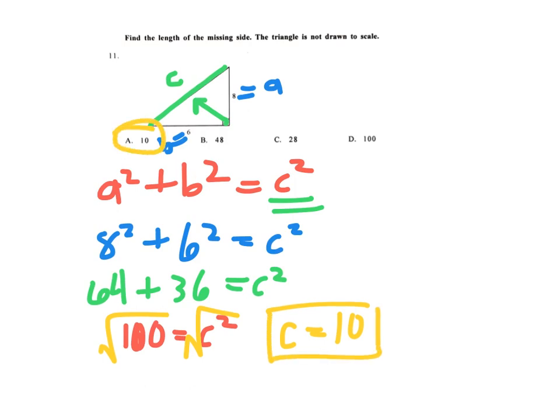That is my missing length. Again, you're just using your Pythagorean theorem. As long as you figure out which one is c, the other two should be good to go.